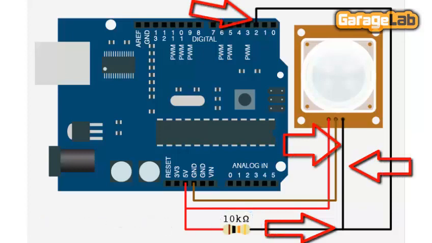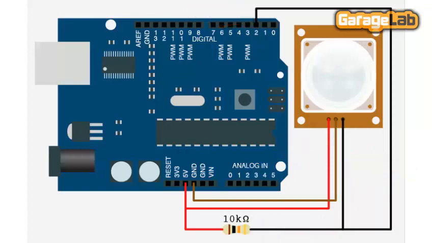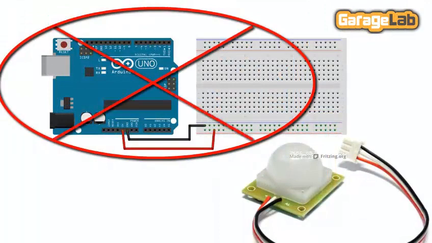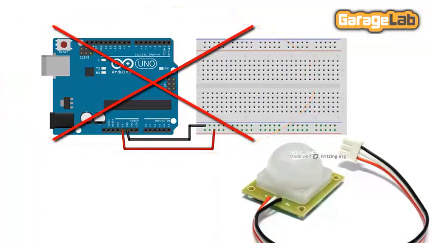Notice that in this sensor, the black wire is not the ground. So, do not connect the black wire to the ground as you may be used to. The circuit won't work and you can cause damage to your sensor.